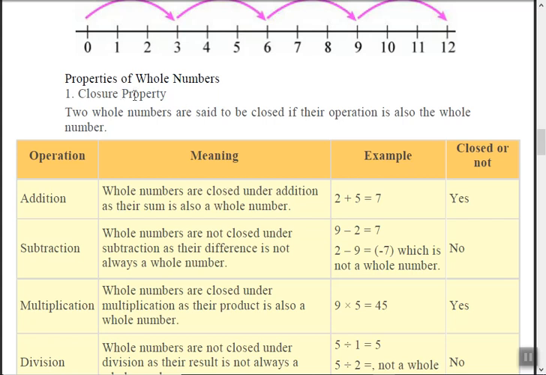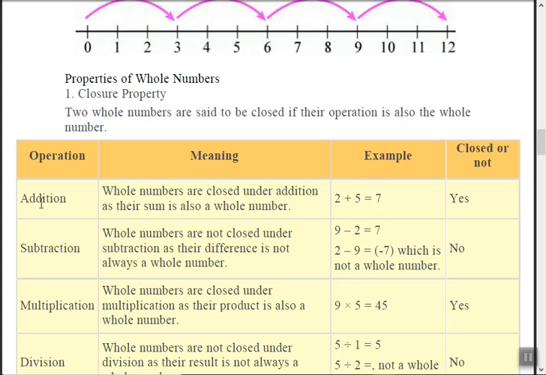So you can follow that also. It's quite easy. Closure means what? Two whole numbers are said to be closed if their operation is a whole number. Suppose if I add 2 plus 5, it is 7. 2 is a whole number, 5 is a whole number, and 7 is also a whole number. So their answer should be again in the same set. Means if we are adding whole numbers, then the answer should be a whole number. That is the meaning of closure.